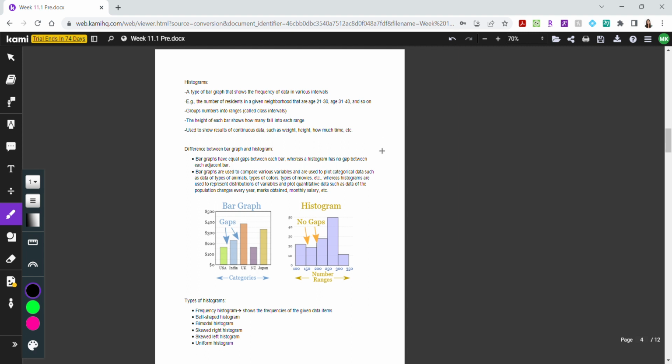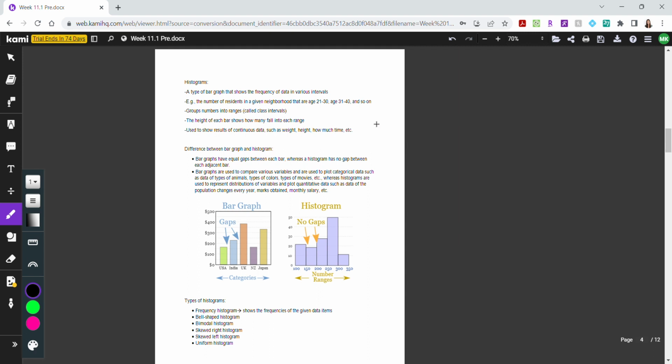The reason we're not using an actual bar graph is because if you were to label each age, for example, it would be too many bars, too cramped, and it won't look good. That's why we would use a histogram, because it's in intervals. It's all clumped into one range.